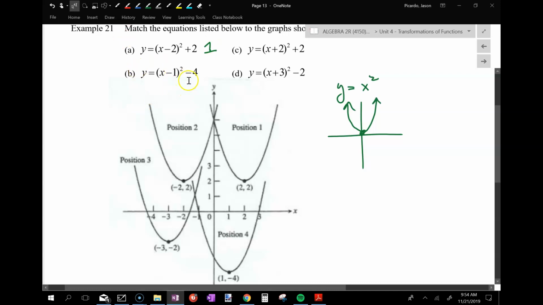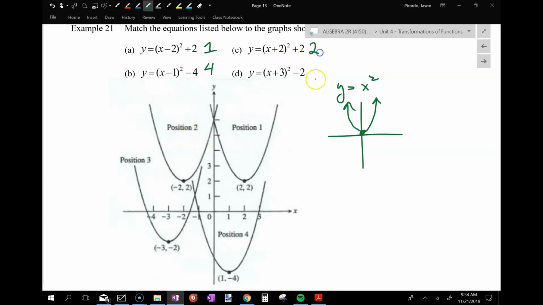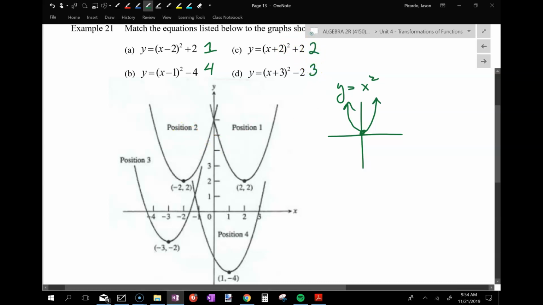What do I want to do in B? I want to shift it to the, I'm sorry, to the right 1 and down 4. Right 1, down 4, position 4. What does C say? Shift it to the left 2 and up 2, position 2. Which means that's got to be position 3. Good?